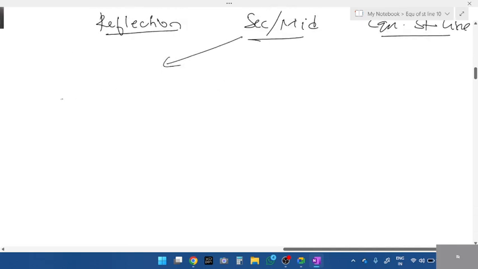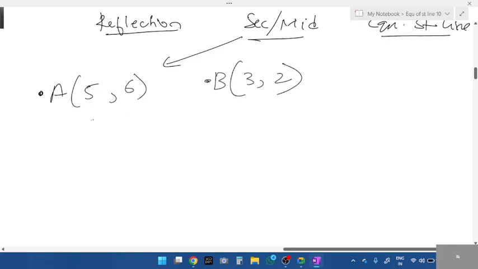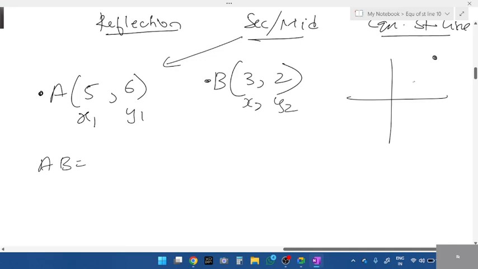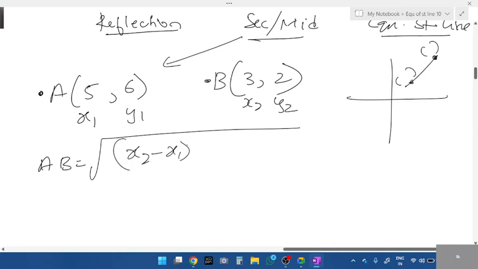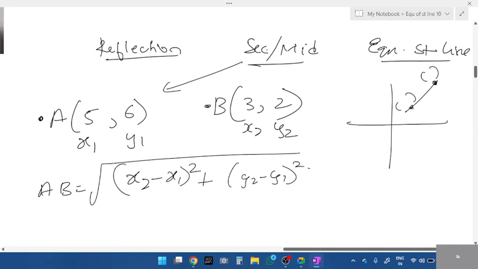Next comes section and midpoint. Now 2 points, A and B, are given. A is 5 comma 6, and B is 3 comma 2. Whenever two values are given, take x1, y1, x2, y2. First, tell me the distance formula, students. What is the distance between A and B? Imagine both are on the graph like this, 2 points. What is the distance between them? You can't use a scale. What's the formula? Square root of x2 minus x1 the whole square plus y2 minus y1 the whole square. Sorry, distance formula. I'll write section, midpoint, and distance. This is one topic.